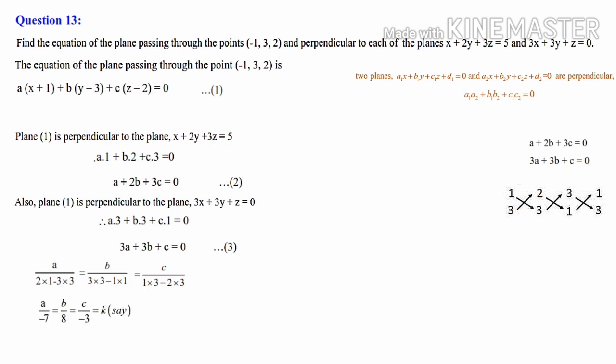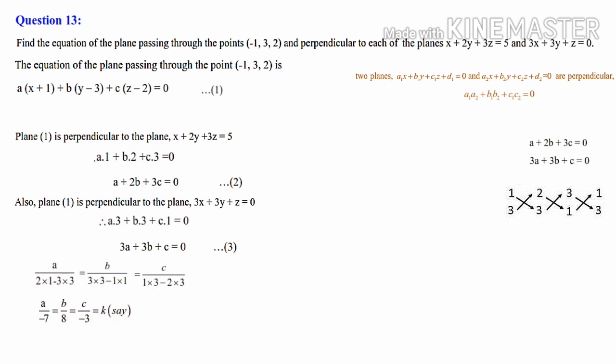Then we can go for calculation. A divided by, here 2 into 1 is 2 minus 9, 2 minus 9 is minus 7, equal to B divided by, this one is 9 minus 1, that is 8, equal to C divided by, here 3 minus 6, that is minus 3, equal to a constant, that is K. Just our assumption, you can take it as K.